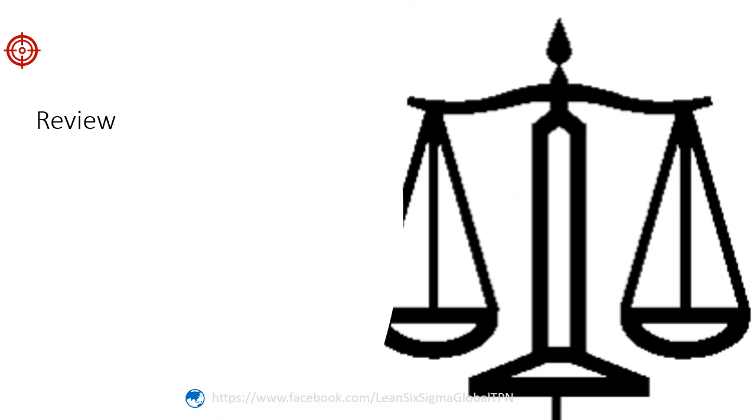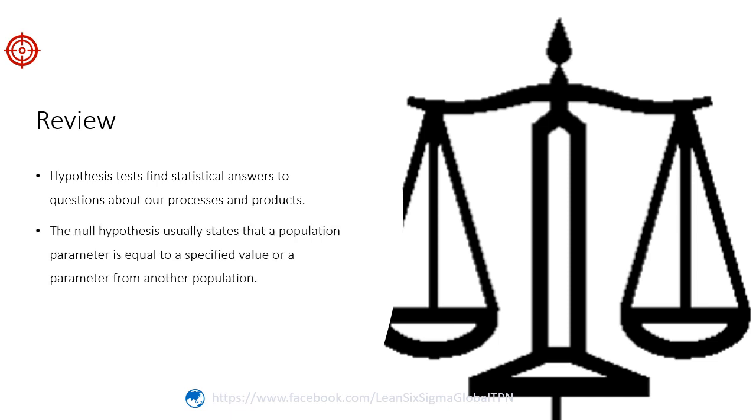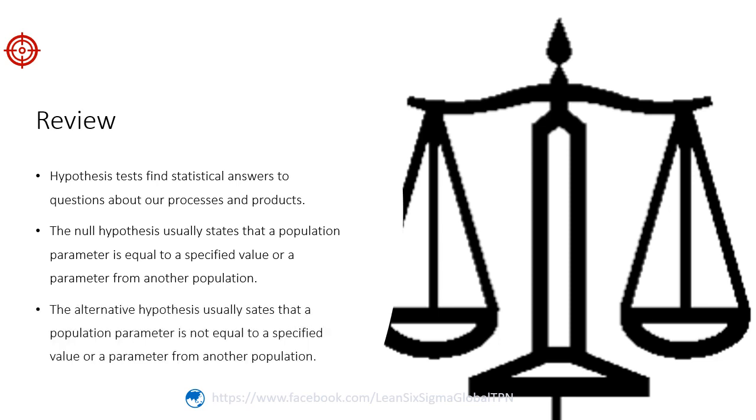Let's review. We use hypothesis tests to find statistical answers to questions about our processes and products. The null hypothesis usually states that a population parameter is equal to a specified value or a parameter from another population. The alternative hypothesis usually states that a population parameter is not equal to a specified value or a parameter from another population.